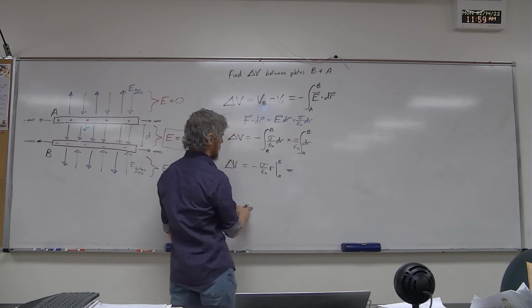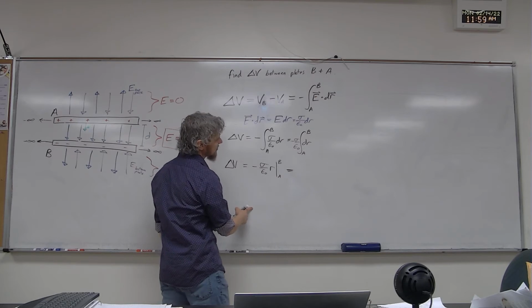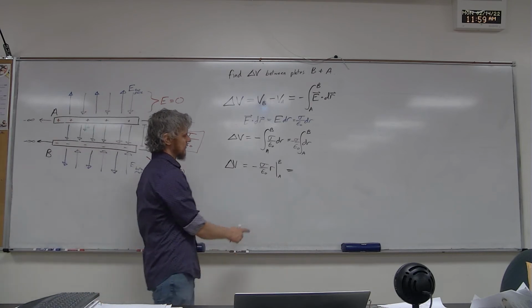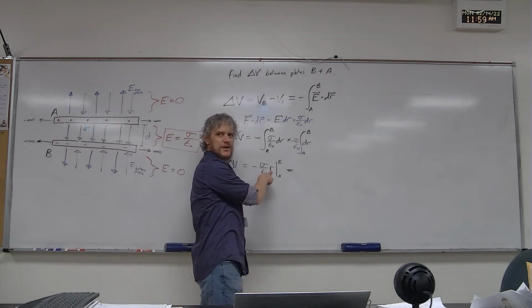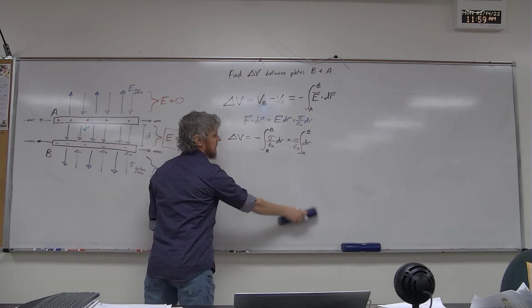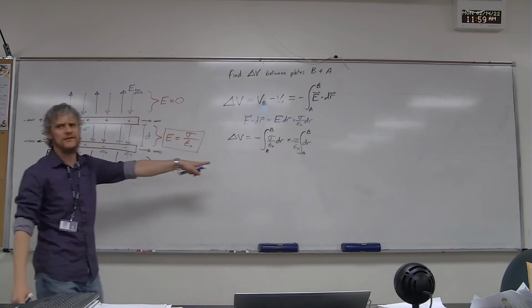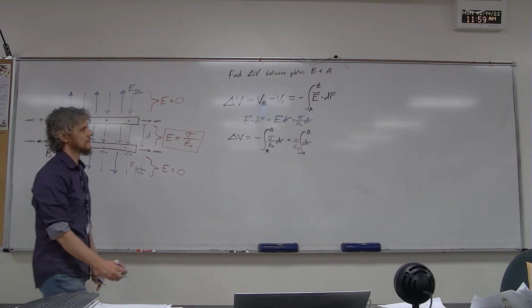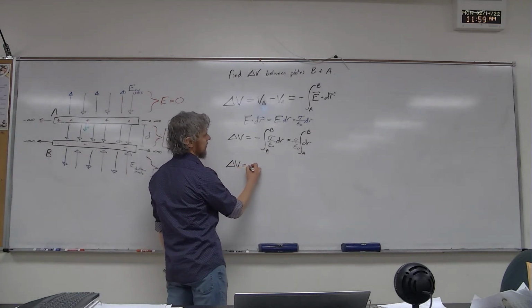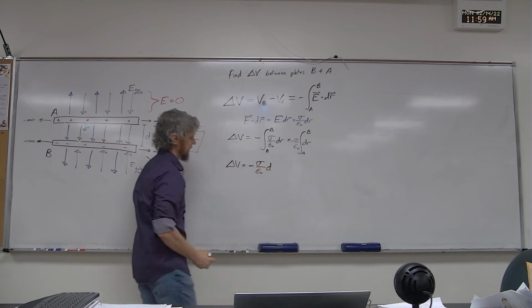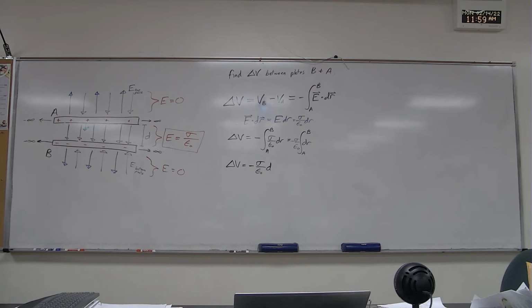Do I have a symbol that would work better than integrating r from A to B? You can answer it right here. What happens when I integrate all the drs? How long is that going to be? D. So delta V is simply going to be negative sigma over epsilon naught times D. So you just do 0 to D.